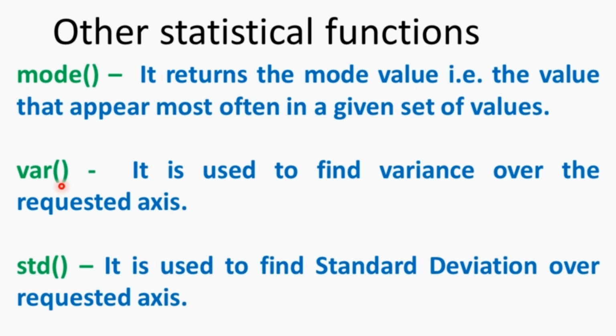And the next function is the var function. It is used to find variance over the requested axis. The same way, one more function is there, that is std. It is used to find standard deviation over the requested axis.